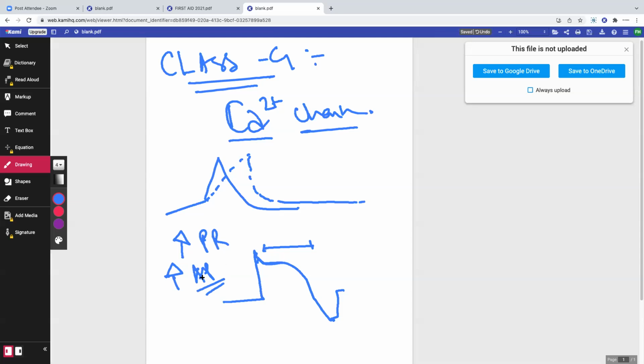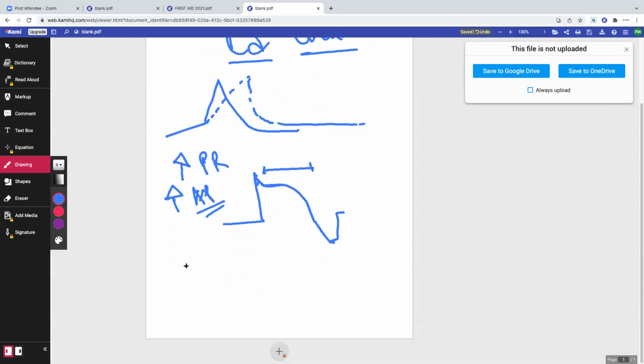Everyone? Okay. What are the adverse effects of calcium channel blockers? We just studied them. The same adverse effect, they can cause what? Constipation, flushing, edema, and atrioventricular block. Okay. Are we clear? Yes or no?